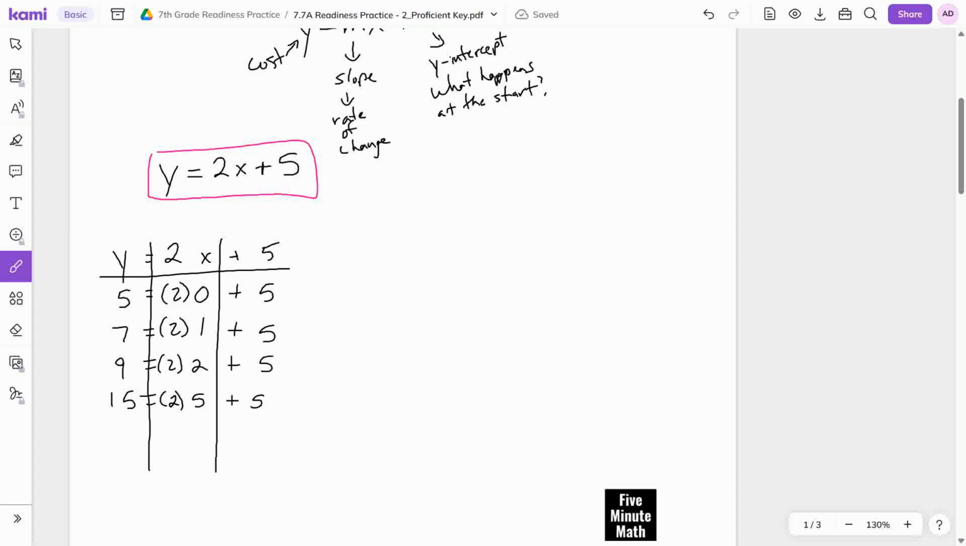Now, typically what we'll do is we will just list it as an input-output x-y table. So let's just take our x's, 0, 1, 2, 5, and list our y's. But I wanted to show you the math behind each of these y's. So that is our answer on the table as well.